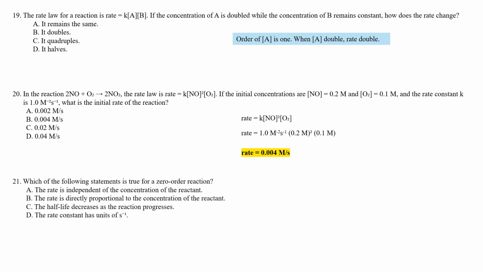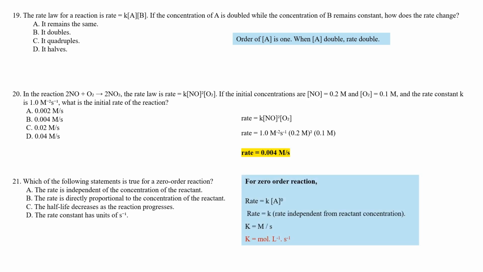Question 21. Which of the following statements is true for a zero order reaction? For a zero order reaction, rate is equal to rate constant. The reason is the A concentration, the reactant concentration, is to the power 0. Then it becomes 1, and the rate becomes the rate constant. The rate is independent of the reactant concentration. Among these given answers, the first answer is the best. The rate is independent of the concentration of the reactants.